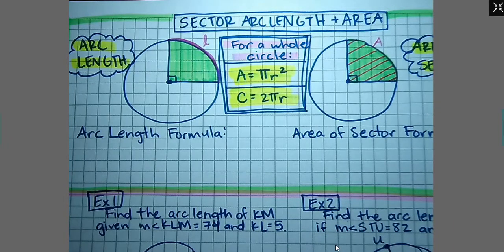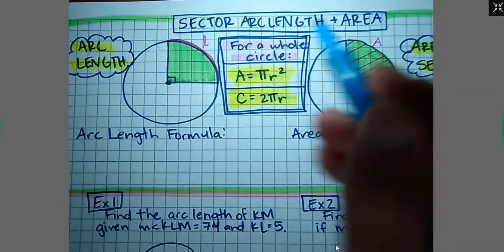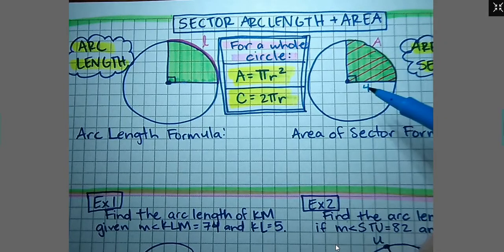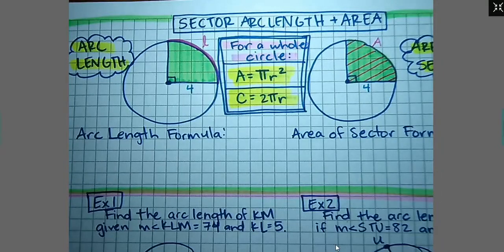If we're looking at the entire circle, the area would be pi r squared. So let's say this had a radius of 4. Then our area for the whole circle would be pi times 4 squared. Same thing with the circumference. If the circle had a radius of 4, then we would just do 2 pi times 4.